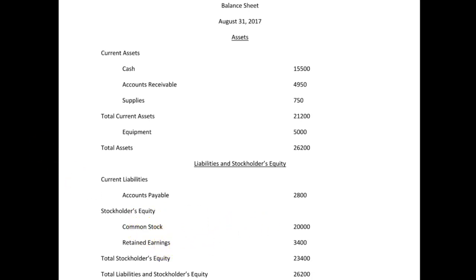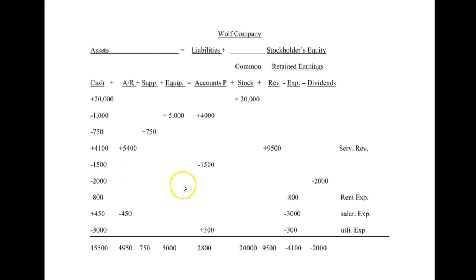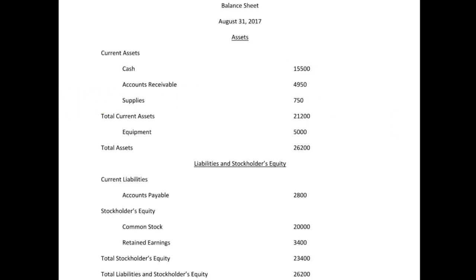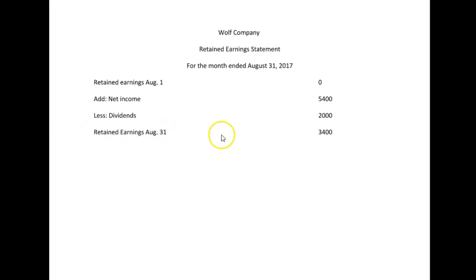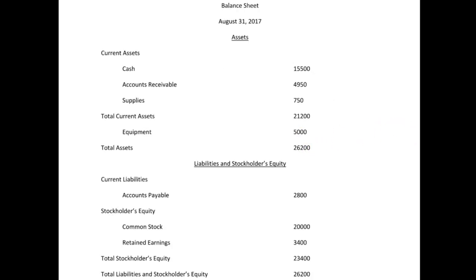Then for stockholders' equity, which is made up of two parts, the common stock and the retained earnings. The common stock, according to the very first page, would have been 20,000. And then for the retained earnings, we go back to the retained earnings statement, where we learned that the retained earnings for Wolf Company was 3,400. Sorry, 3,400. So we plug in that for retained earnings. Our total stockholders' equity would be 23,400, and our total liabilities and stockholders' equity combined would be 26,200.